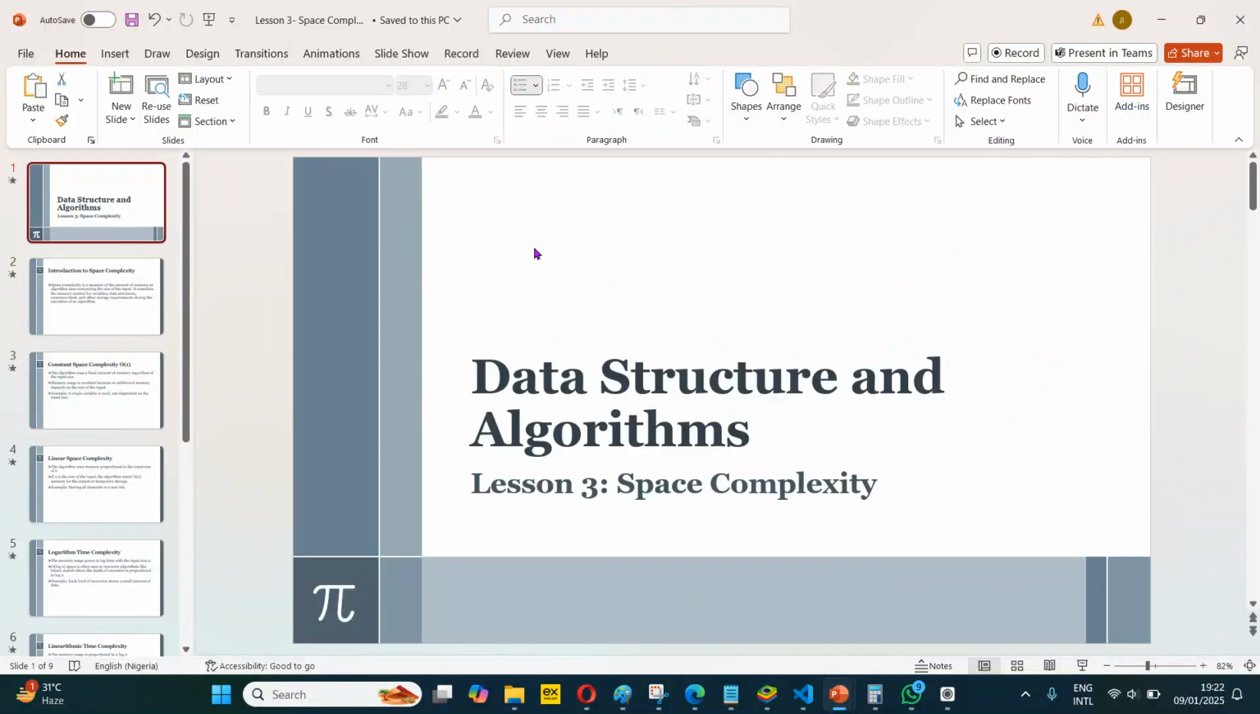Today's lesson we're going to be looking at space complexity. This is simpler than time complexity, so we're going to be brief here. We're not going to go that deep in this space complexity.